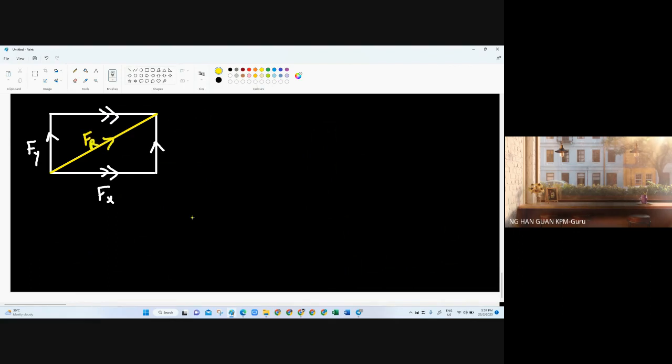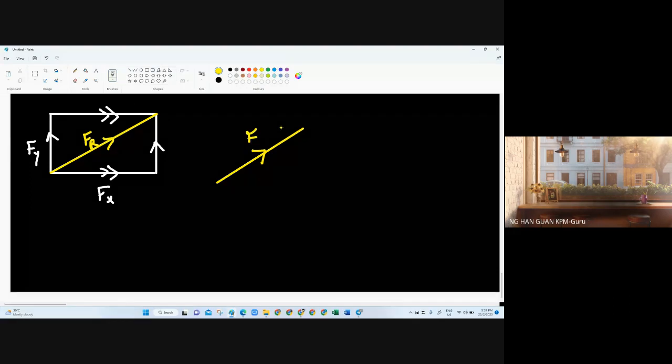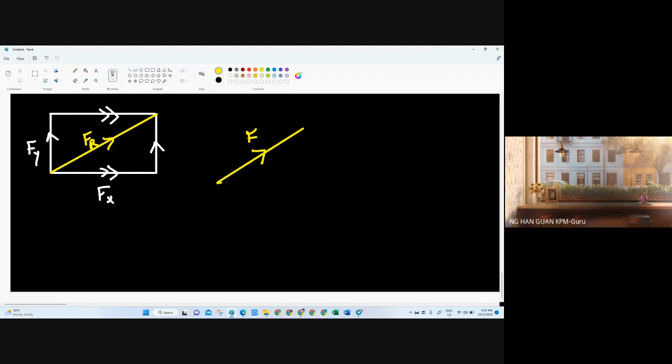So in the resolution of forces, you are given a force. Let's say this is F. This F, we're going to resolve into two components. One is horizontal, another is vertical. These are the ones we're going to find, Fx and Fy. These two represent the force given. Just like the resultant force is a single force representing the two forces Fx and Fy, it's the same thing, only reversed.